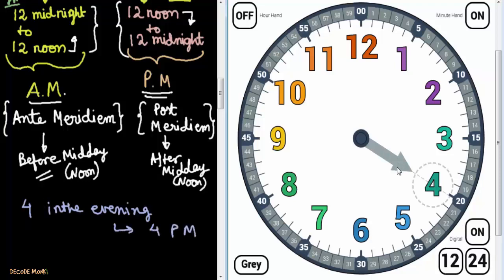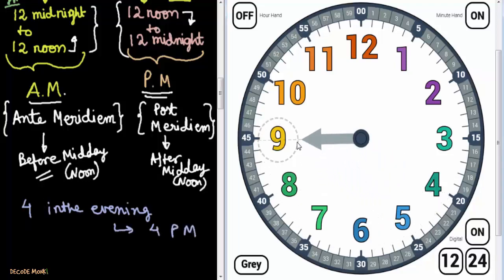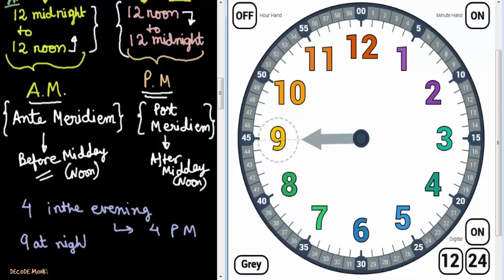Now suppose I say it's 9 at night, when you must be taking your dinner. Which period is 9 at night between? Is it between midnight and noon? No, it's between noon and midnight, just before midnight. So this is also 9 p.m.